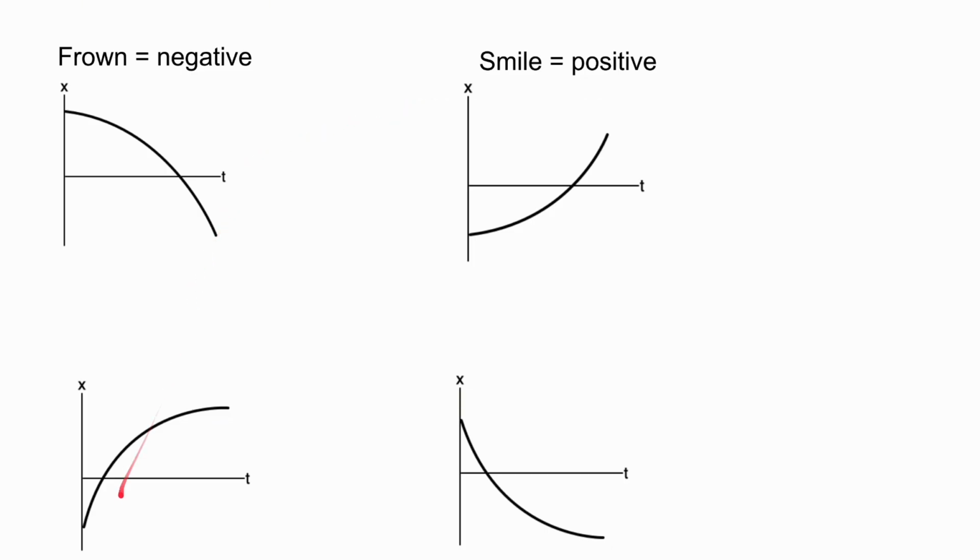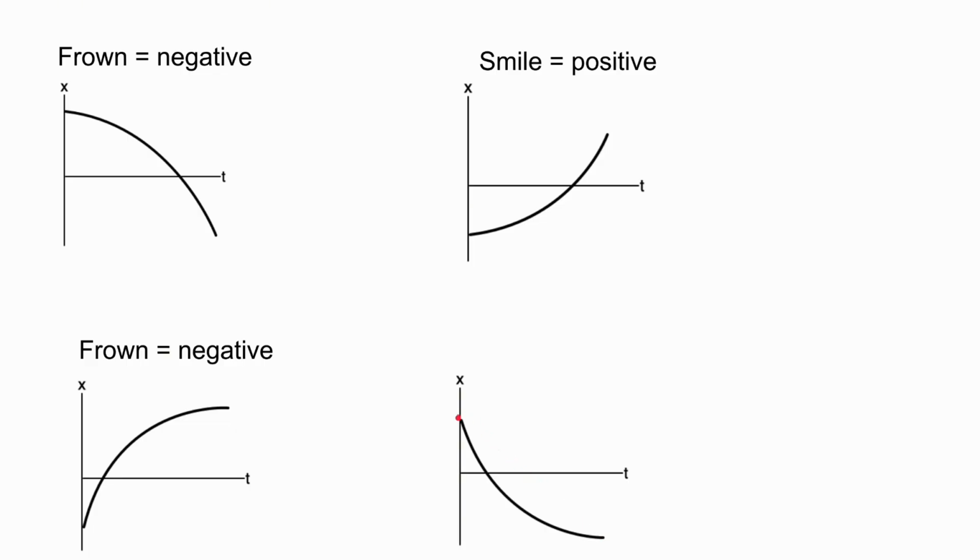Let's keep going. Now here I start off with a pretty significantly positive velocity value because the slope is very positive, and the slope ends up being 0. So it's slowing down in the positive direction. Looks like a frown, and you know what? Slowing down in the positive direction, that's a negative acceleration. And then we're coming over here. I see a smile, guys, so I know it's going to be a positive acceleration.